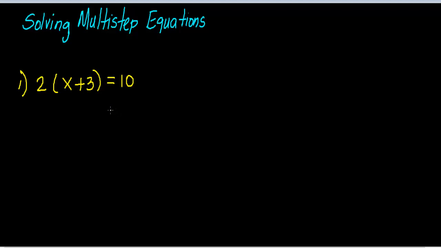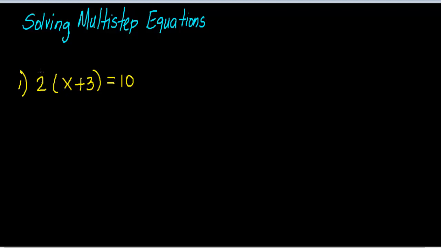Solving multi-step equations. And when we say multi-step equations, that means that we have more than one step in order to solve it. So let's see what we have here. Here we have a parentheses and we have a 2 outside the parentheses. Whenever you have a number outside the parentheses with no operation written in between the number and the parentheses, we say that it's being multiplied. So we have 2 times the quantity that's inside the parentheses. And just like PEMDAS, the order of operations, we do parentheses first before we can solve this equation.